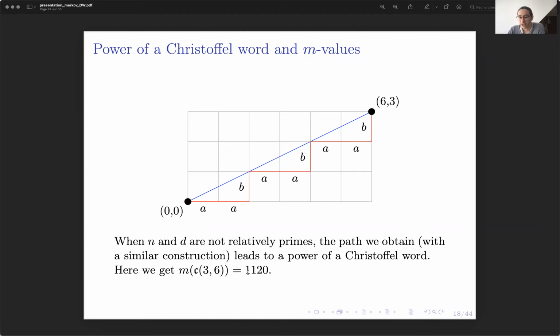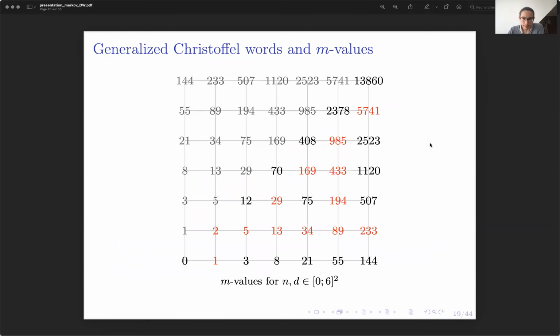And we can associate an M value to all of those words. So here are the M values for N and D up to 6. And in red, you have the Markov numbers. So you can see when you have N and D relatively prime, you will have a Markov number.